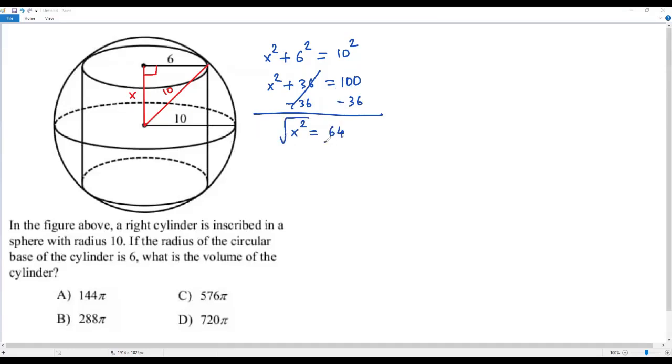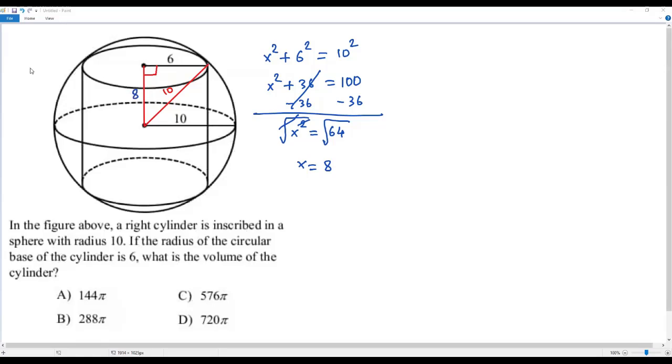Now let me take the square root on both sides to get rid of the exponent 2. On the left side, the square root cancels out. I am getting x equals the square root of 64, which is 8. Now I got the length of this line segment, that is 8.